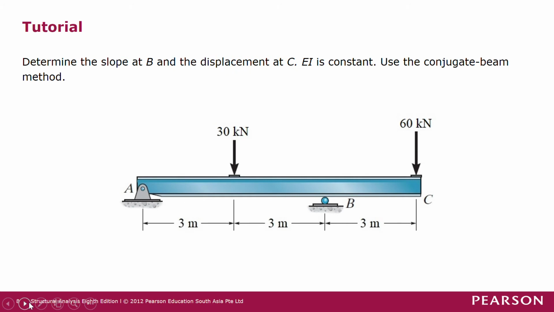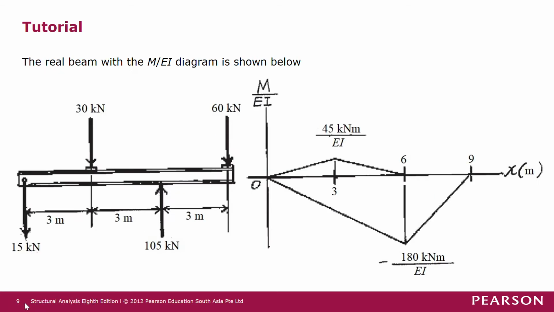For the next tutorial question, we look at an overhanging beam A, B, C with the loading as such. So we use the conjugate beam method, and EI is not given, so we just leave EI in the solutions. So these are all 3 meters. Okay. So first of all, we determine the reactions. We draw the free body diagram for the beam like this. So the reaction here is 105 kilonewton upward, and then the reaction here is 15 kilonewton downward.